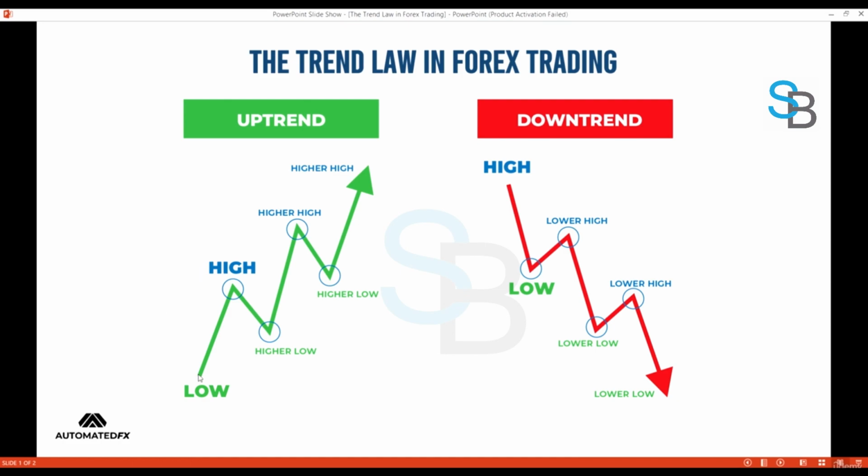But in an uptrend, we have this, and in a downtrend we have this. For example, in an uptrend, if we have observed and ascertained that the market is in an uptrend, these lower points are opportunities for us to enter the trend. So we can place a buy trade here, try to get out at this point, and then wait for it to retrace.